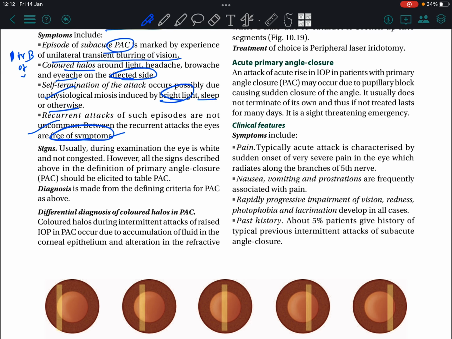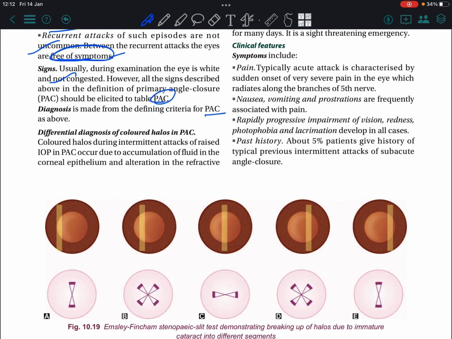Signs: usually during examination the eye is white and not congested. However, all signs described above in the definition of primary angle closure should be elicited to label it PSC. Diagnosis is made from the defining criteria of PSC. Differential diagnosis of colored halos in PSC.